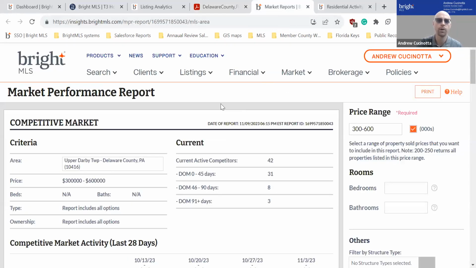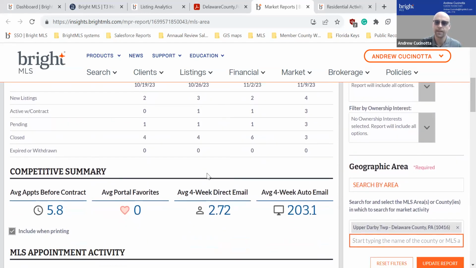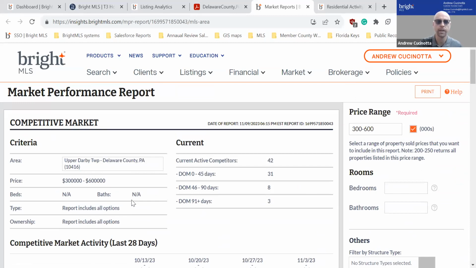Next is the market performance report. Now, the way we're able to come up with this report is we're able to see information in different systems. So from that, we have some pretty interesting metrics that you can take a look at, like client activity. So average appointments before contract. Very interesting metric there. Encourage you to check out the market performance report.